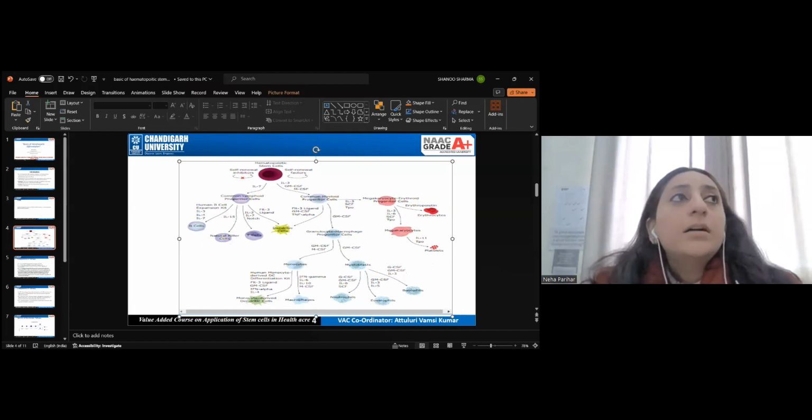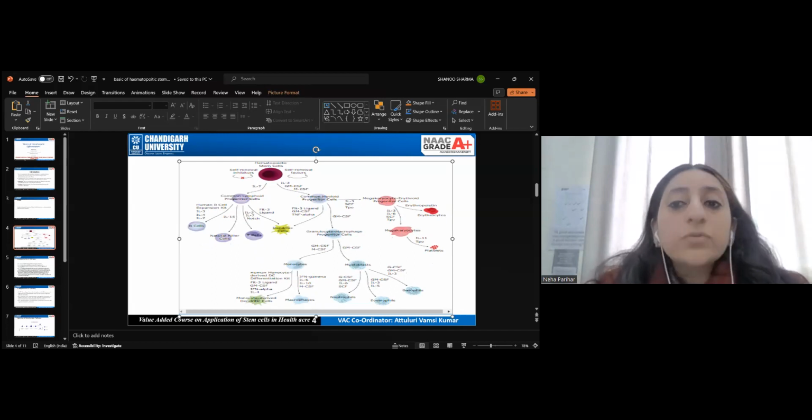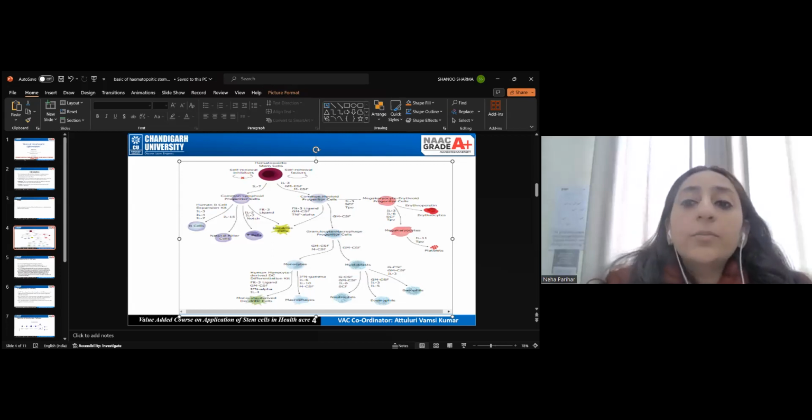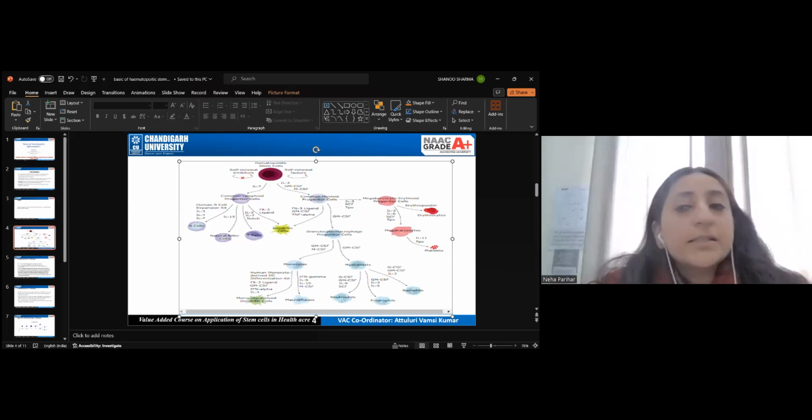Megakaryocytes have a polyploid nucleus. Polyploid nucleus means the nucleus is capable of holding multiple sets of chromosomes. With the help of interleukin 11 and thrombopoietin, platelets are formed. These platelets are formed when the cytoplasm degrades, and then these fragments, the platelets, are formed.